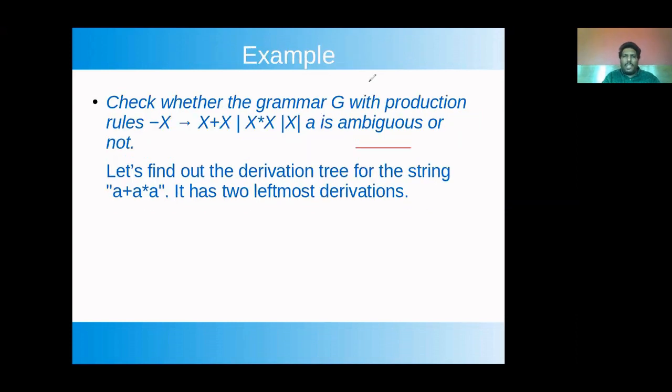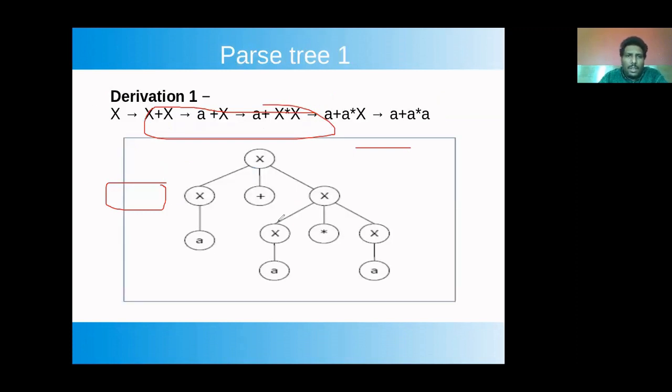We will see examples, and then we will understand more clearly. Consider this grammar, which generates some productions. Let's find out the string. This is the string, and we need to check whether it is ambiguous or not. What we need to prove is that the same string can be generated by a different derivation. If you find that, the grammar is ambiguous.